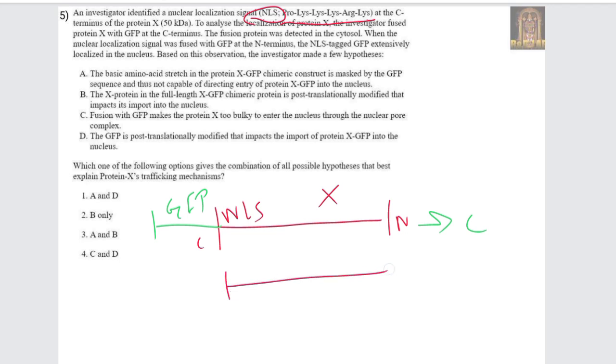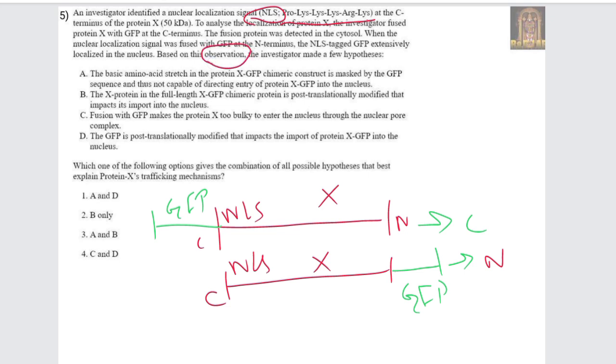but if he is doing the same thing, this is protein X, this is the NLS site, the C site, and this is the N site, and here he has attached the GFP. Now he got the result that the NLS GFP extensively localized in the nucleus. This GFP is present in the nucleus, and you have to make the observation of what is happening here.